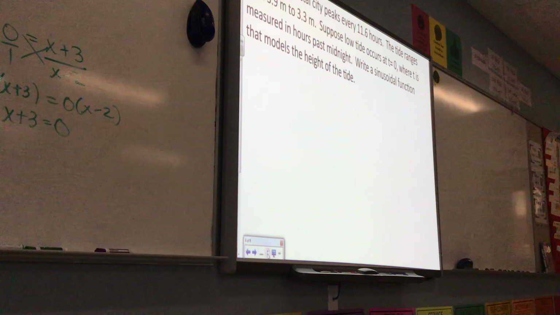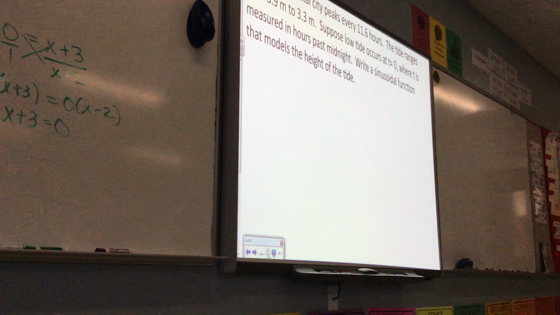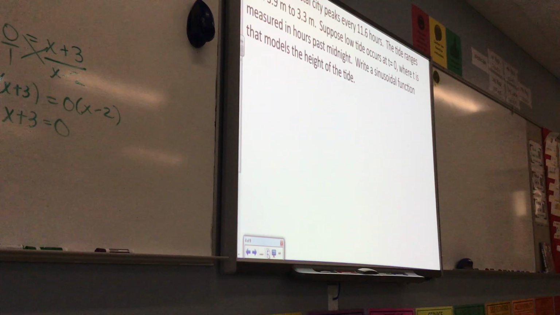Okay, so this one is talking about the tide and how often it peaks, because with our moving around the moon, our tides go up and down, and they do that in a sinusoidal function. This is part of what scientists can use to figure out if the tides are receding or not, or what's happening.